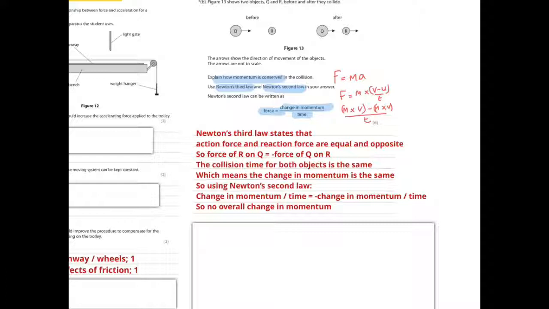It'd be hard to get full marks on this question, but as long as you're talking about the third law and second law, and you're talking about momentum being conserved, you will pick up marks.